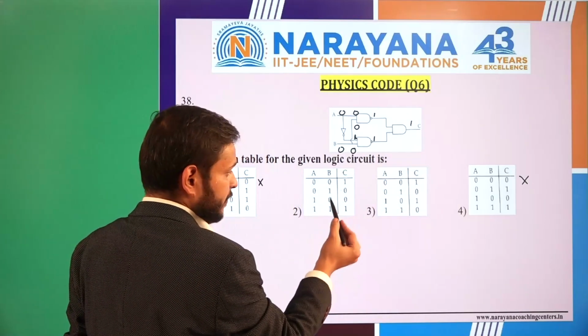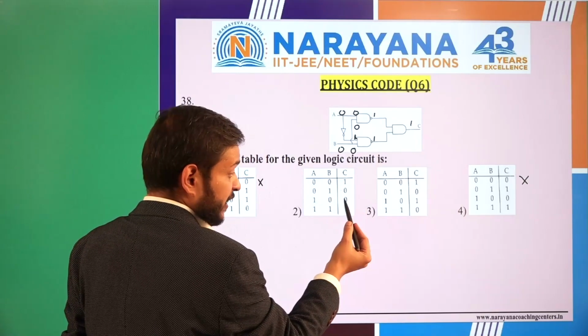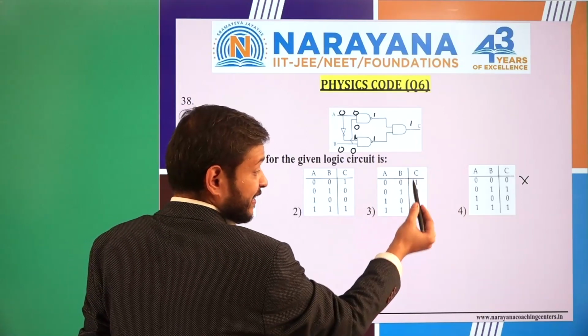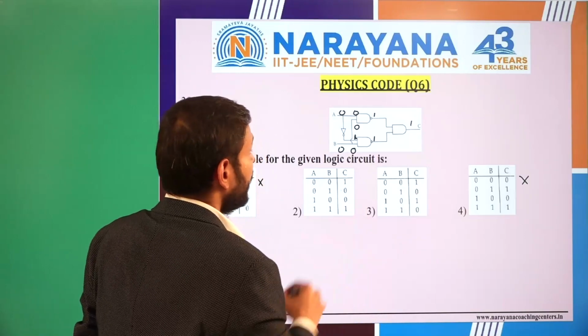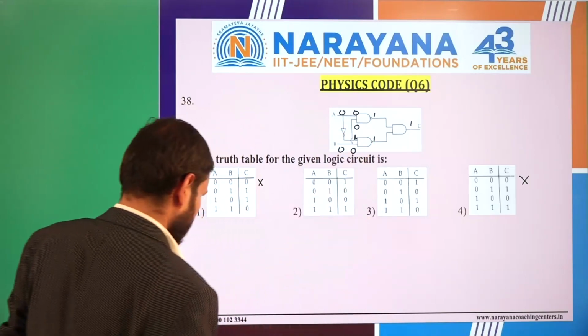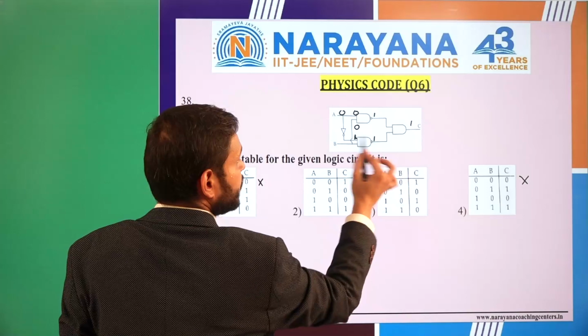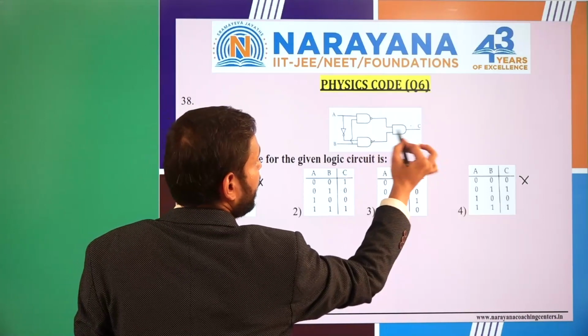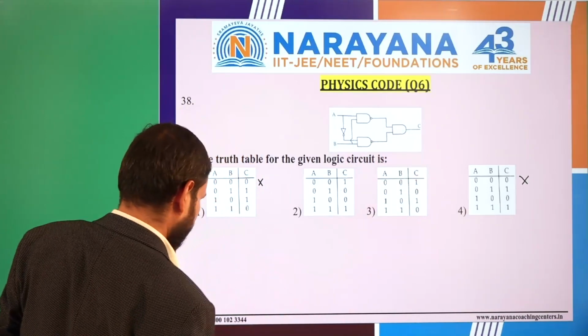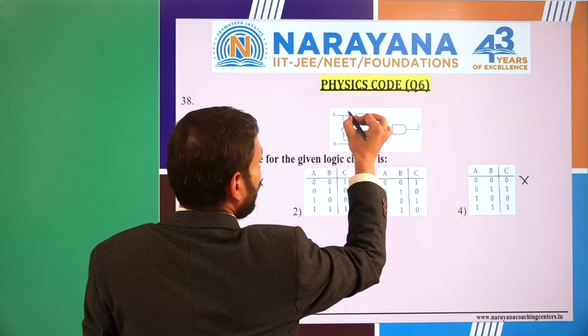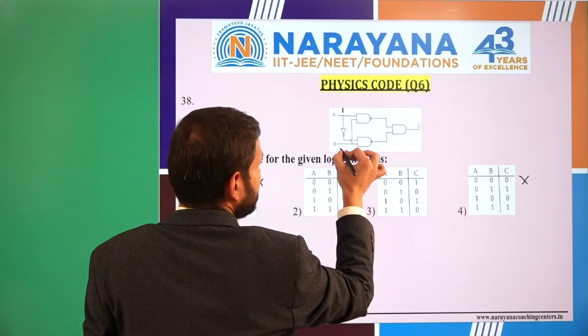A is 1, B is 0. For that, in option 2, C is given as 0. But in 3, C is given as 1. So let's just check it. Over here, if I say we are just trying to move ahead with the third part now, right? So I will be writing A as 1 and B as 0.